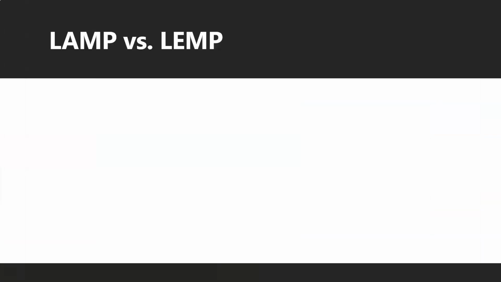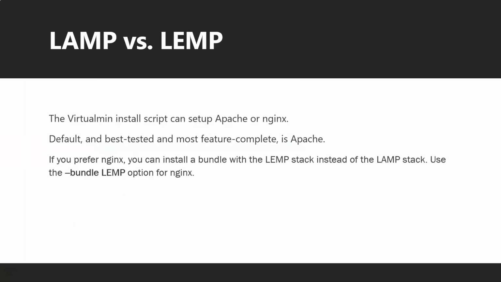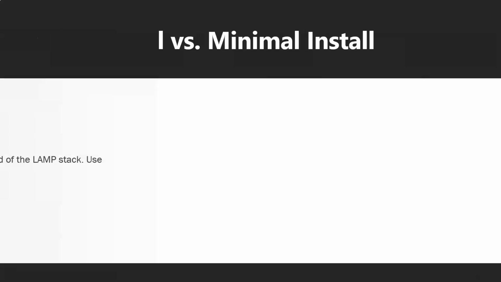So there are two versions of installation. Number one is LAMP and number two is LEMP. By default, when you install the VirtualMin web control panel, you will install with the Apache server. If you want to install with Nginx, because you have a number of websites and you want to give Nginx support, you can always install VirtualMin using the Nginx bundle.